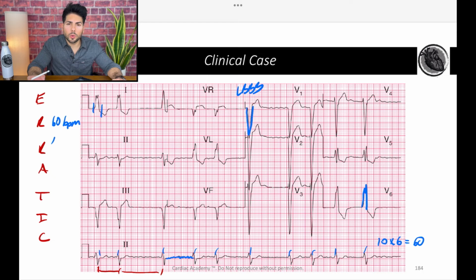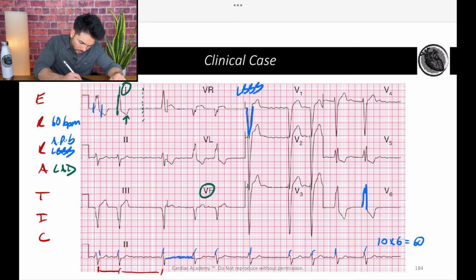T is for QTc interval, and we don't want that T wave to be more than half in between QRS and QRS. And we look here, we have a T wave here, and we see that it's not more than 50% in between QRS and QRS, so it's normal, right? So normal.